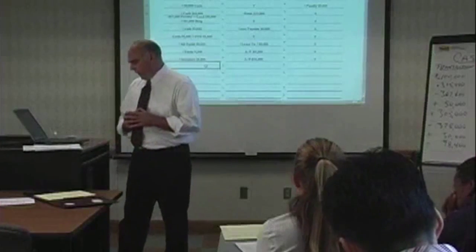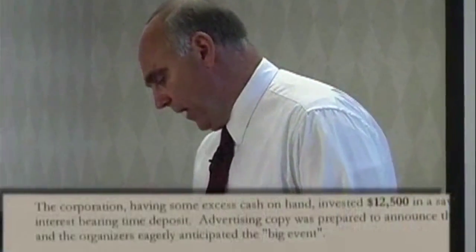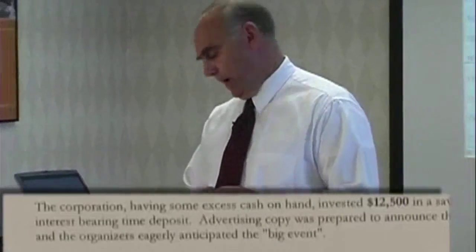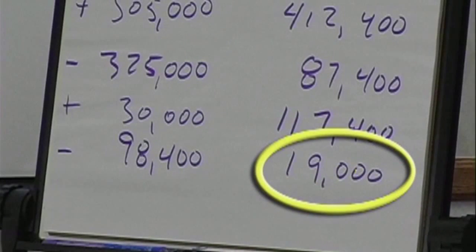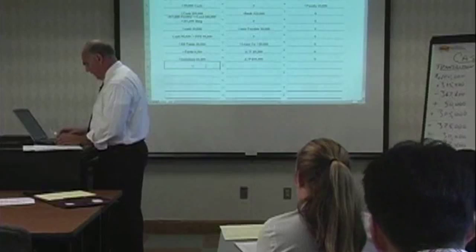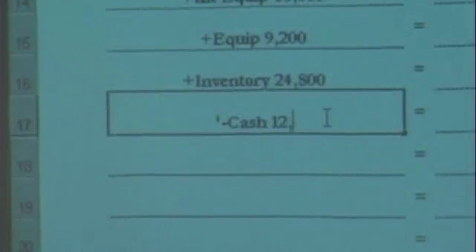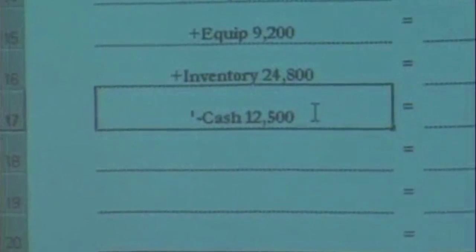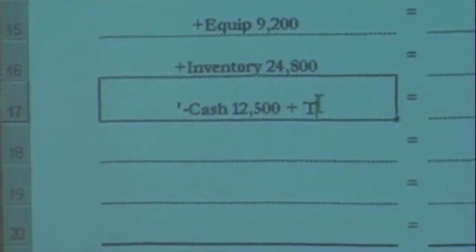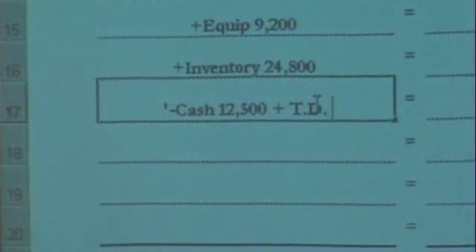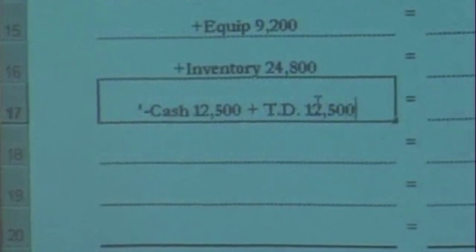We're down to our last paragraph, and we find that the corporation, having some excess cash on hand, invested $12,500 in the savings or interest-bearing time deposit. Well, do we have the cash? Yes, the cash balance is $19,000. So our entry here is a reduction to cash of $12,500. The offsetting entry is an increase to the time deposit, which I'll abbreviate T.D., in the amount of $12,500. There is no change to the liabilities, there is no change to the equity, and that is our final entry.